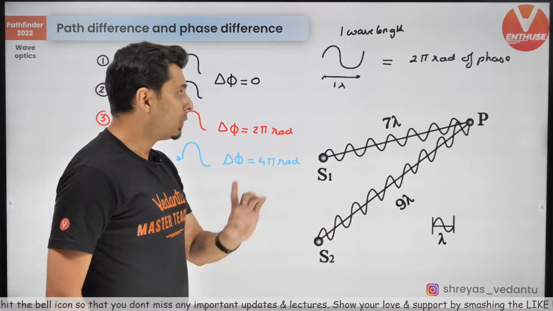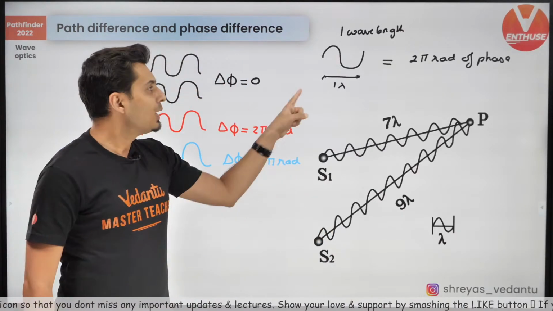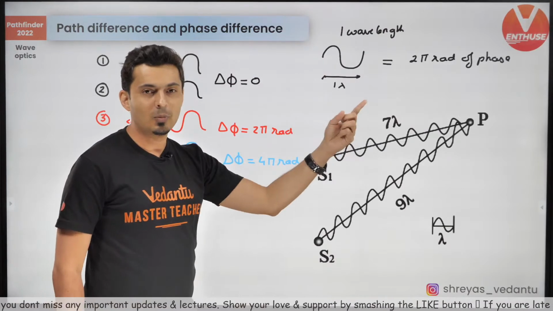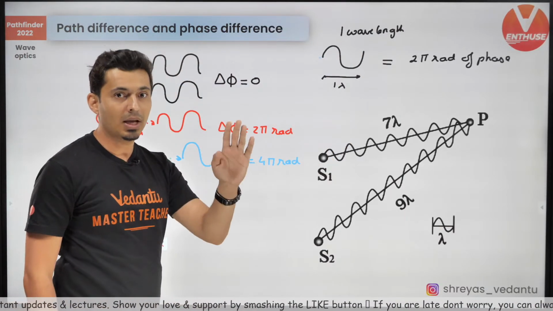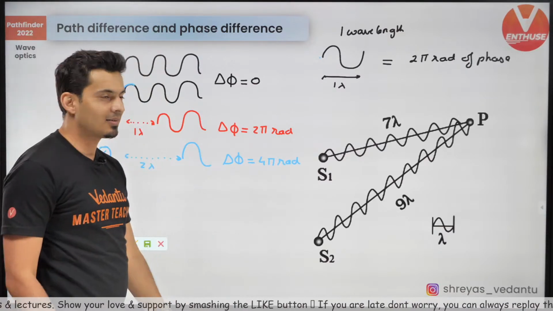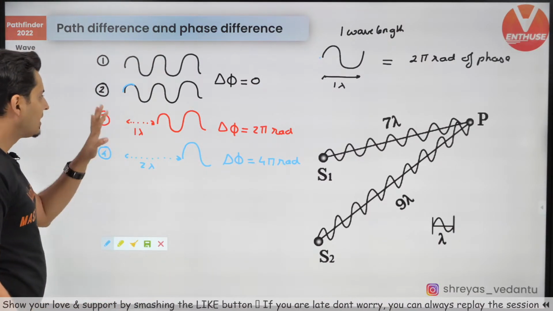No, it is not pi radians. That's wrong, Suhani. 360 degrees is 2 pi. So 1 wavelength corresponds to 2 pi radians. Half the wavelength is pi radians.